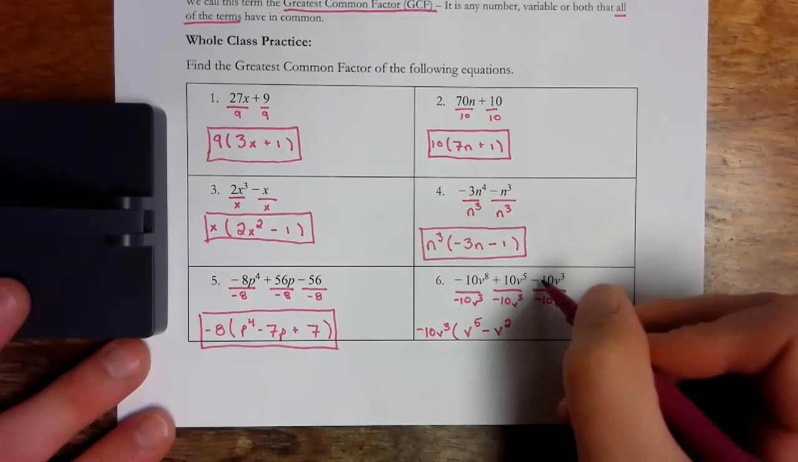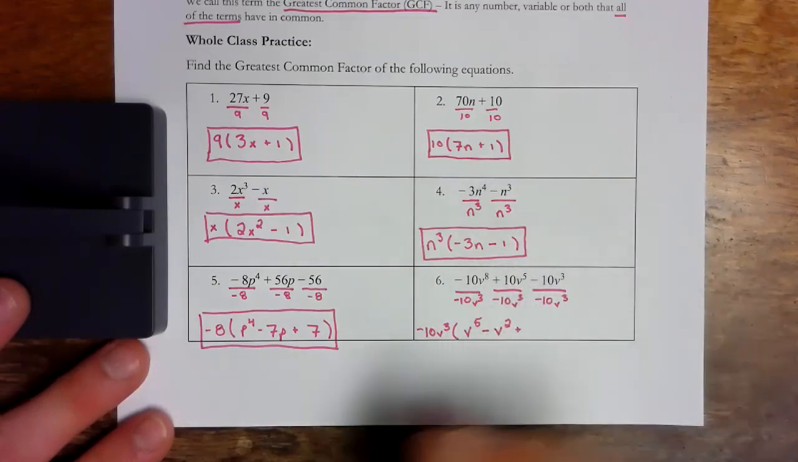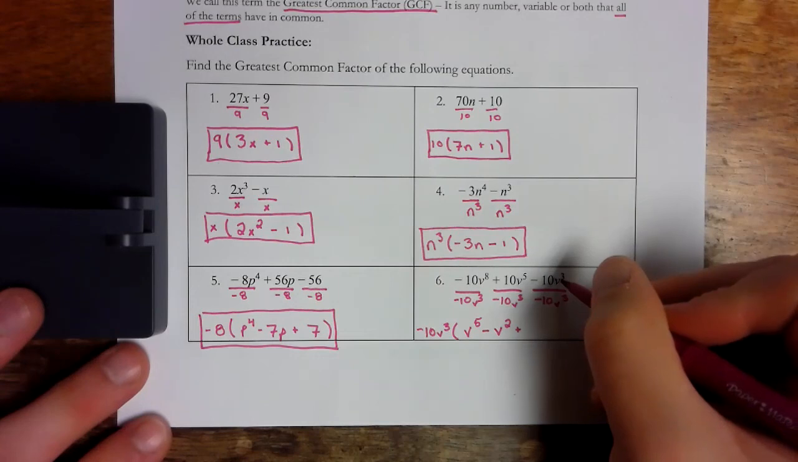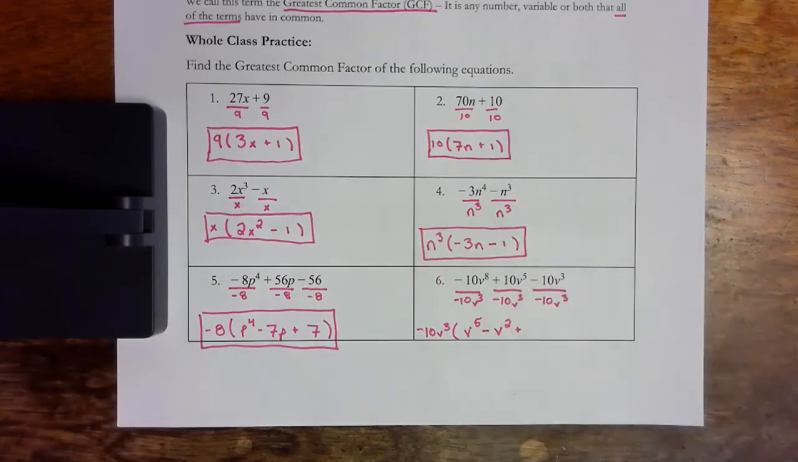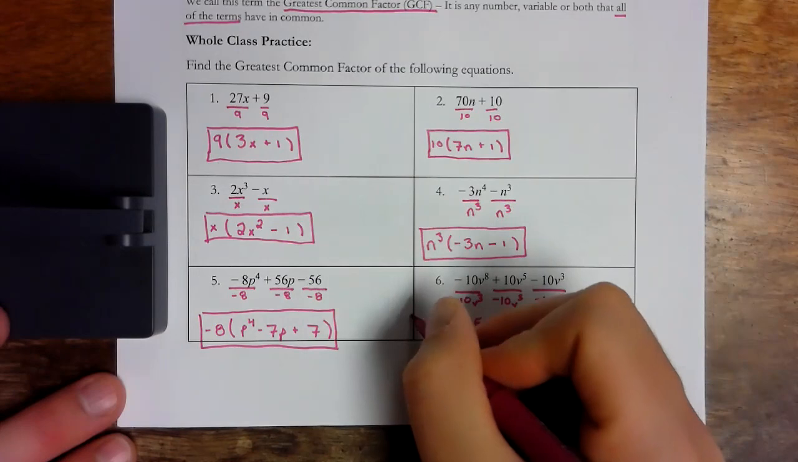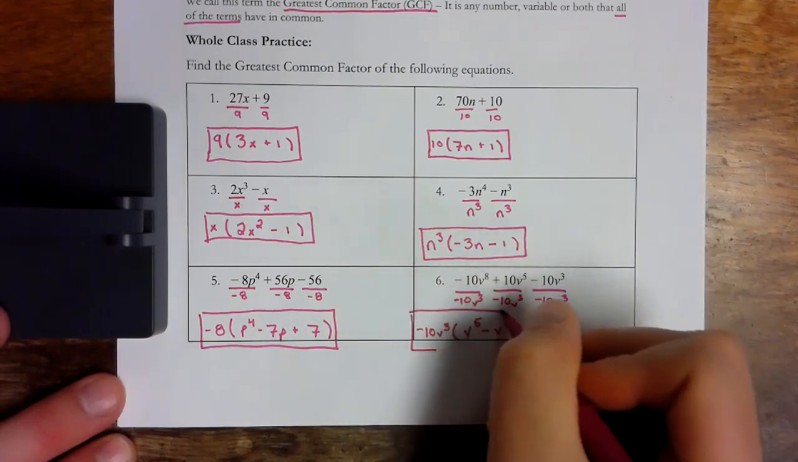And last term, negative 10 divided by negative 10 is a positive 1. I'm just going to write positive. Again, that invisible 1 would show up. And v cubed divided by v cubed is just v cubed divided by itself, which is just a positive 1. And now we've taken out our greatest common factor.